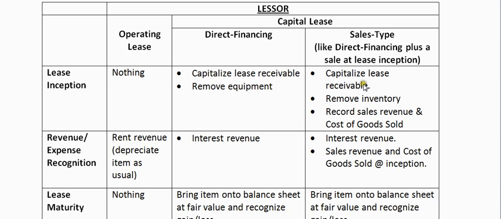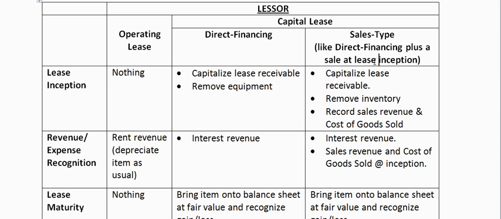At this point, we've had lessee accounting. A lot of it's going to be similar. We're going to use the same toolkit, but there are some twists and turns. So a lessor can have an operating lease or a capital lease, but what we're going to see is there's two types of capital leases. One is a direct financing lease, and the other type is a sales type lease.